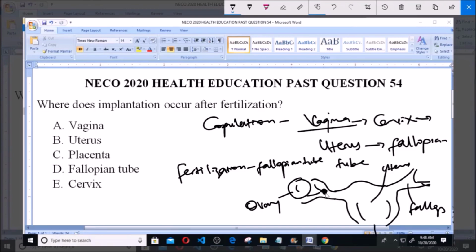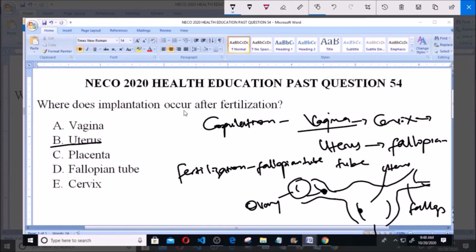Now, this zygote will then move from this fallopian tube into the uterus to get implanted to the wall of the uterus. The main purpose of implantation is for nourishment of this zygote. So it gets implanted in the uterus. So the answer to this question is option B, uterus.